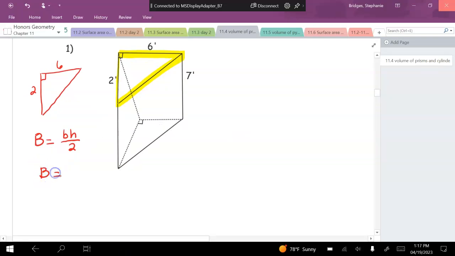I even wrote it differently. In that triangle, my base and my height are always the sides that are perpendicular to each other. What are the lengths of the sides that are perpendicular in that triangle?